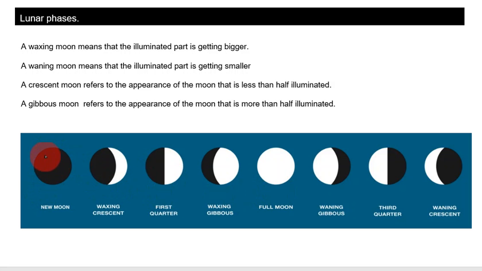Okay, so it goes from new moon to waxing crescent to first quarter to waxing gibbous to full moon, and then it starts to wane. So you go from waning gibbous to third quarter to waning crescent to back out here to new moon as well. And this cycle just continues to repeat every month.